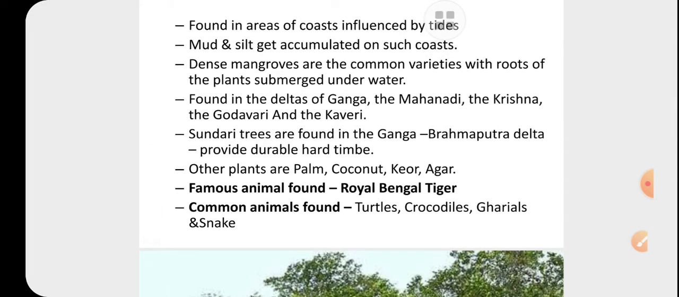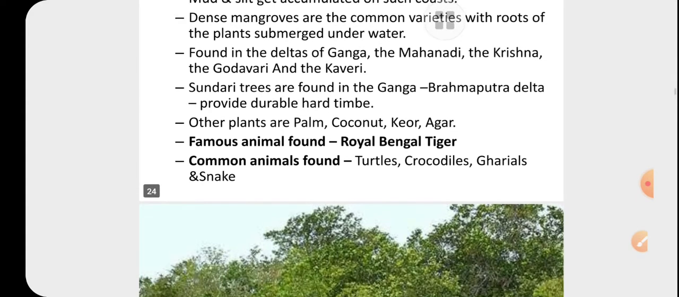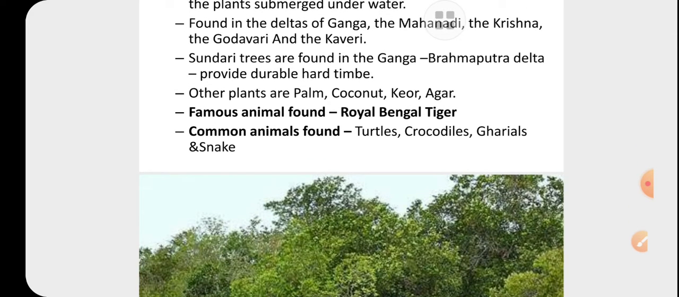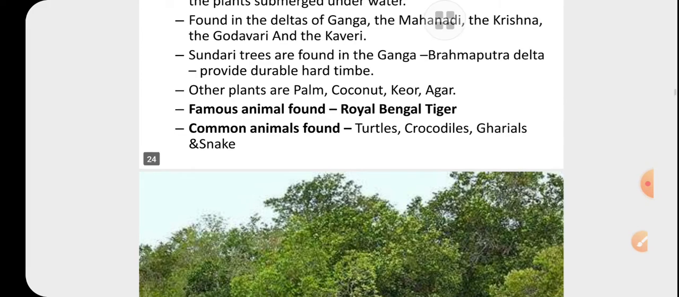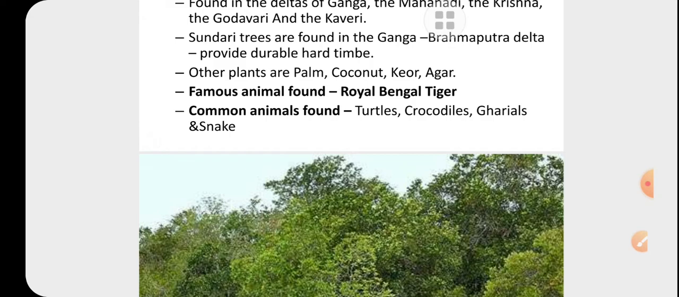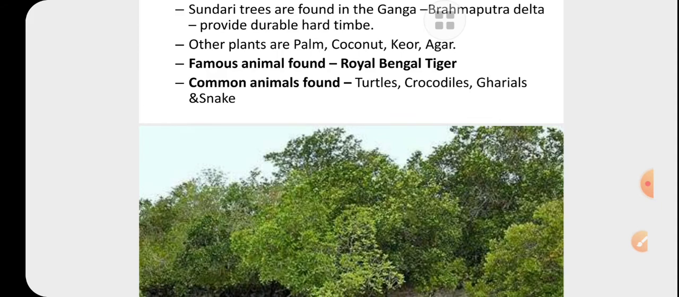So these are the plants submerged under the water and found in the deltas of Ganga, Mahanadi, Krishna, Godavari, and Kaveri. Sundari trees are found in the Ganga-Brahmaputra delta, with durable and hard timber. Timber, you can understand, is the wood which is used to make furniture. Other plants are palm, coconut, keora, and agar. These are the plants which are found in this forest.